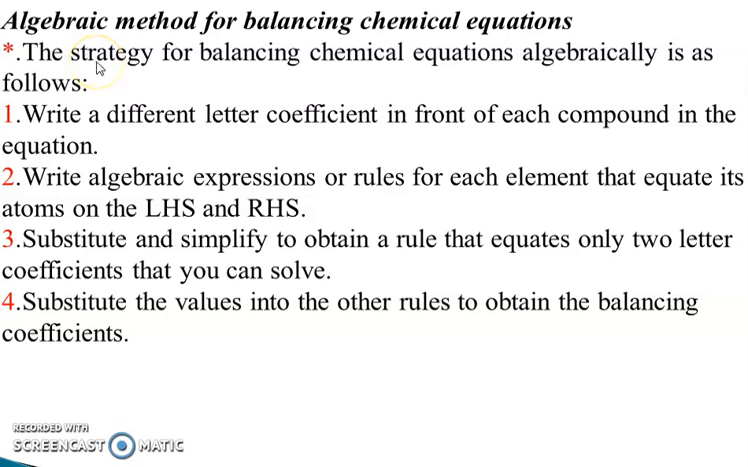The main strategy of balancing a chemical equation algebraically is as follows. First, we have to write down a letter coefficient. A letter coefficient is A, B, C, D, like this, not a numeric coefficient like 1, 2, 3, 4. We use letter coefficients in front of each compound in the equation.